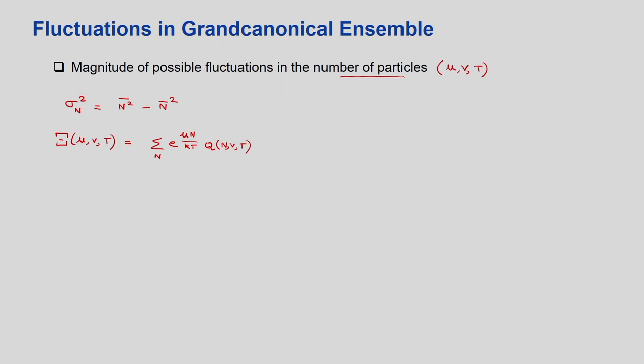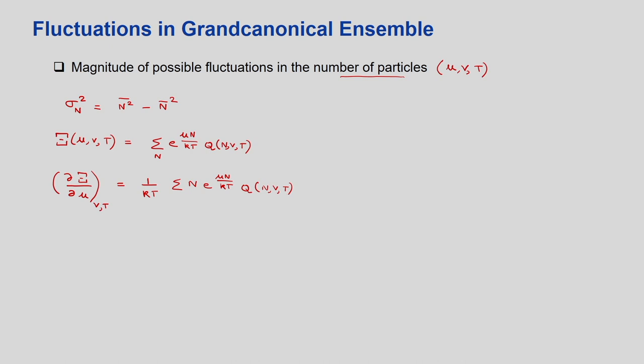Now what we can do is a small correction, that is, we take the derivative of this partition function with mu, keeping both volume and temperature constant. If you do the derivative of this equation, you will get 1 upon kT into summation N, because it is with respect to mu, N by kT comes out, N is inside, then you will have the same expression e to the power of mu N by kT and Q of N, V, T, because Q does not have any function of the number of molecules, it stays as it is.